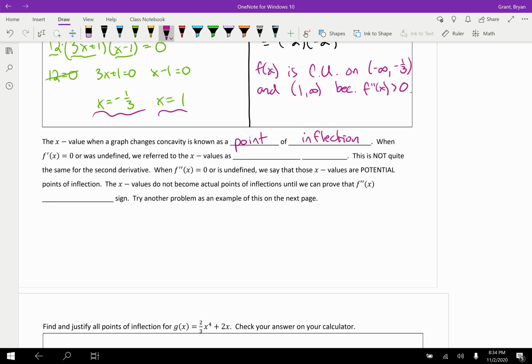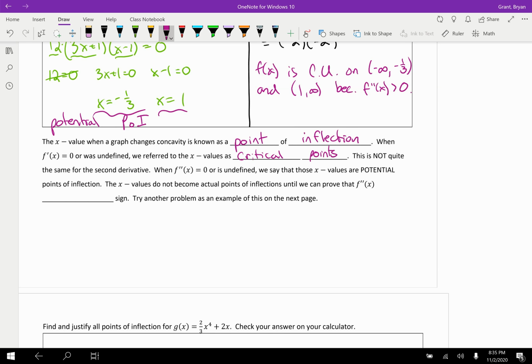Don't forget that when f prime of x equals 0 or is undefined, we of course referred to these x values as critical points. This is not quite the same as the second derivative. When f double prime equals 0 or is undefined, we say these x values are potential points of inflection. So these guys up here are potential, which I promptly misspelled, potential points of inflection. POI is a very common way to abbreviate point of inflection for obvious reasons.